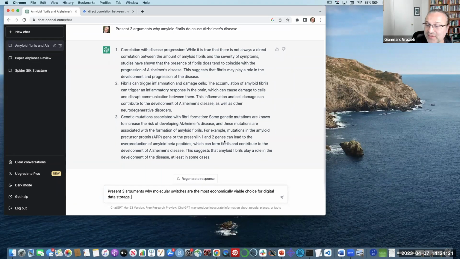And notice how specific I am. I didn't say like, 3 arguments why molecular switches are great, or why they're useful, right? These are hard to define. I said economically viable, right? So if we put that, let's see what it says.